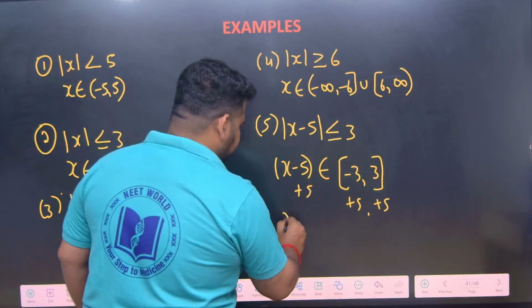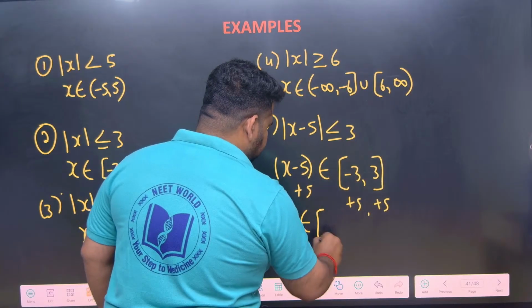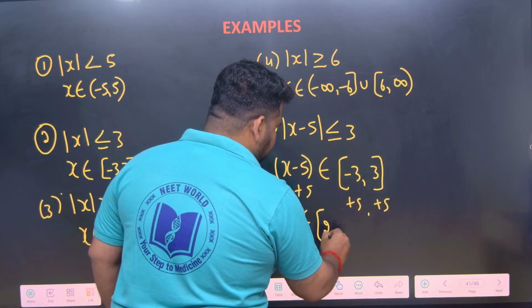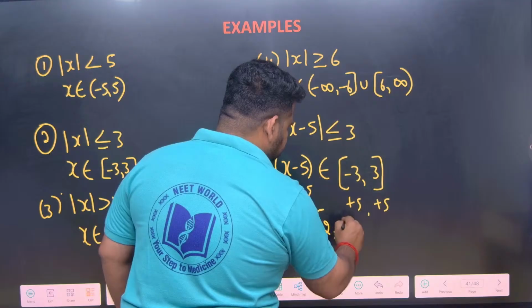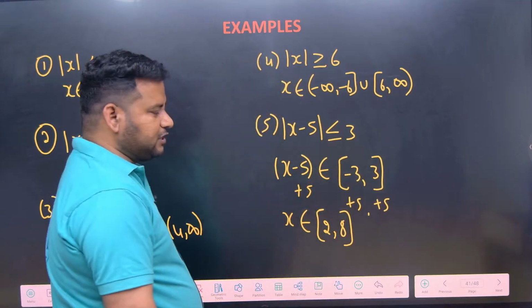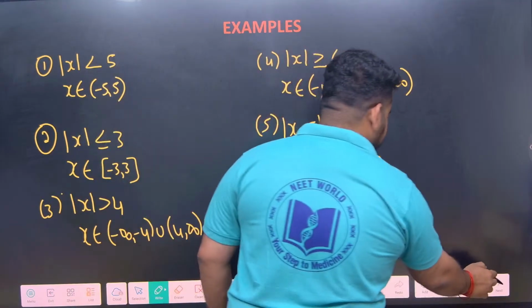So this will become x belongs to, minus 3 plus 5 is 2, 3 plus 5 is 8. So x belongs to closed interval 2 comma 8. This is the final answer, friends.